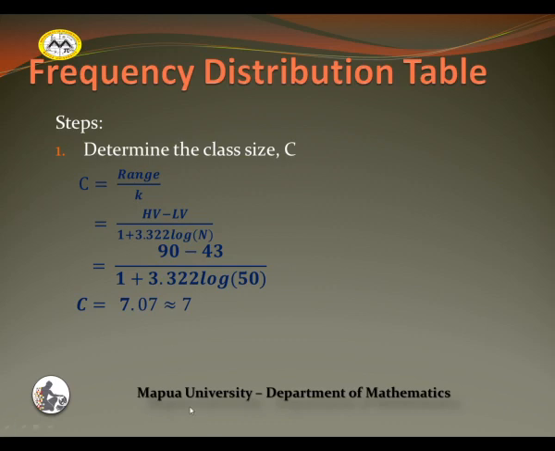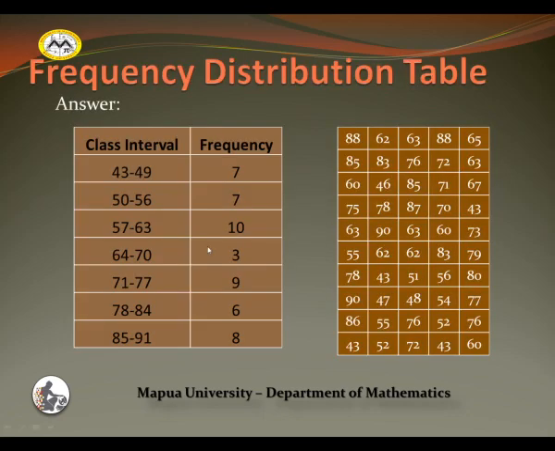Now we need the value of the class size in order to determine the upper limit of the class interval. So the next step is to construct the classes. We start with the lowest value of the observations, which is 43. To obtain the upper limit, simply add the class size minus 1 to the lower limit. Since the class size is 7, all we have to do is subtract 1 and add 6 to every lower limit of the class interval.